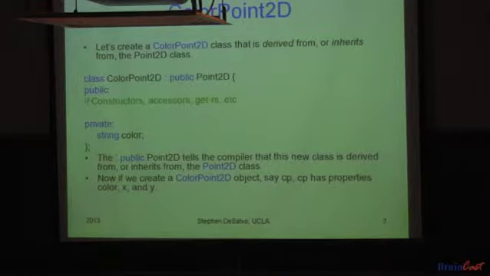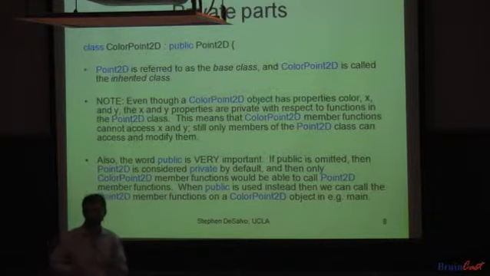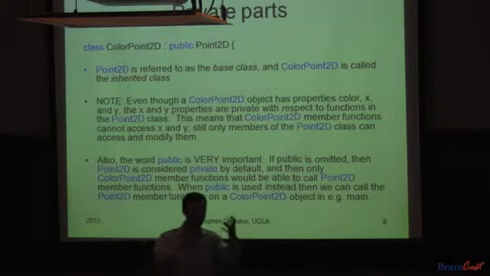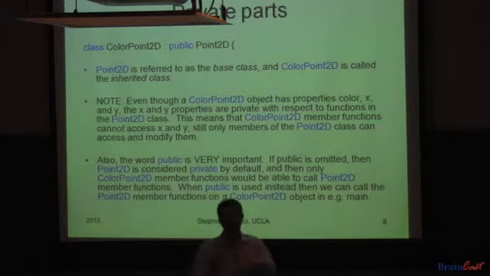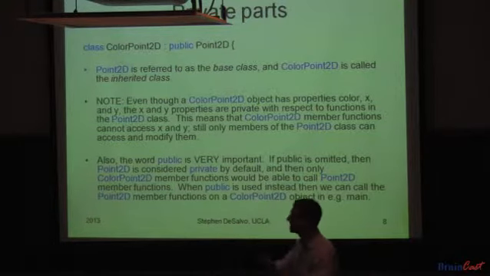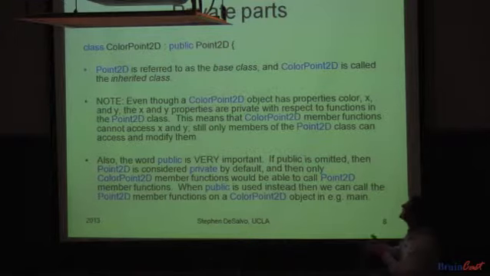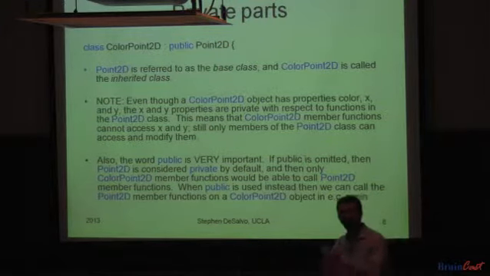Okay. But there's a slight public-private catch to this structure. Okay, this is very important to kind of straighten out in your mind first, because this is usually the root of all frustration when dealing with inheritance. Okay, at this level anyway. Okay, so point2d is referred to as the base class, and color point2d is called the inherited or derived class.